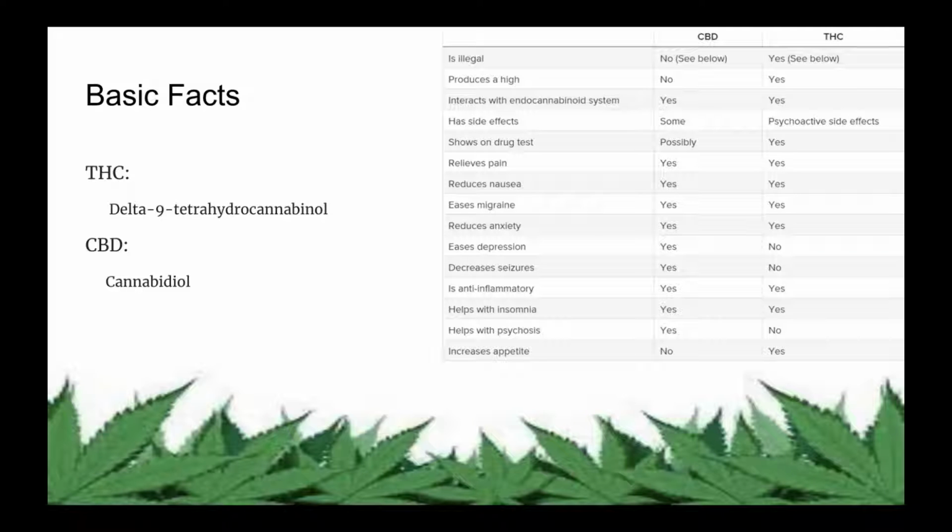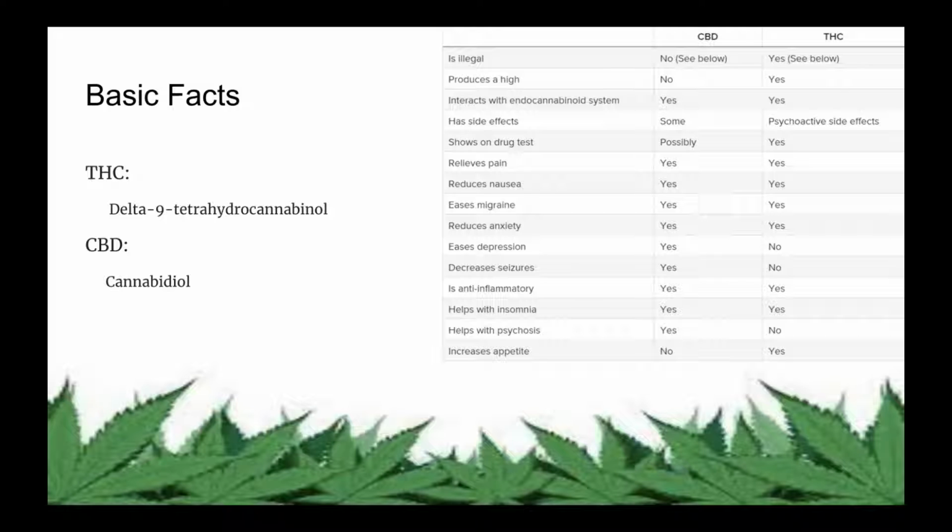They both have the same molecular formula, which is C21H30O2. As can be seen in the chart here, there are some differences between CBD and THC. CBD is federally legal as long as the THC content is less than 0.3%, whereas THC is regarded as legal in several states depending on whether it is for medical or recreational purposes.